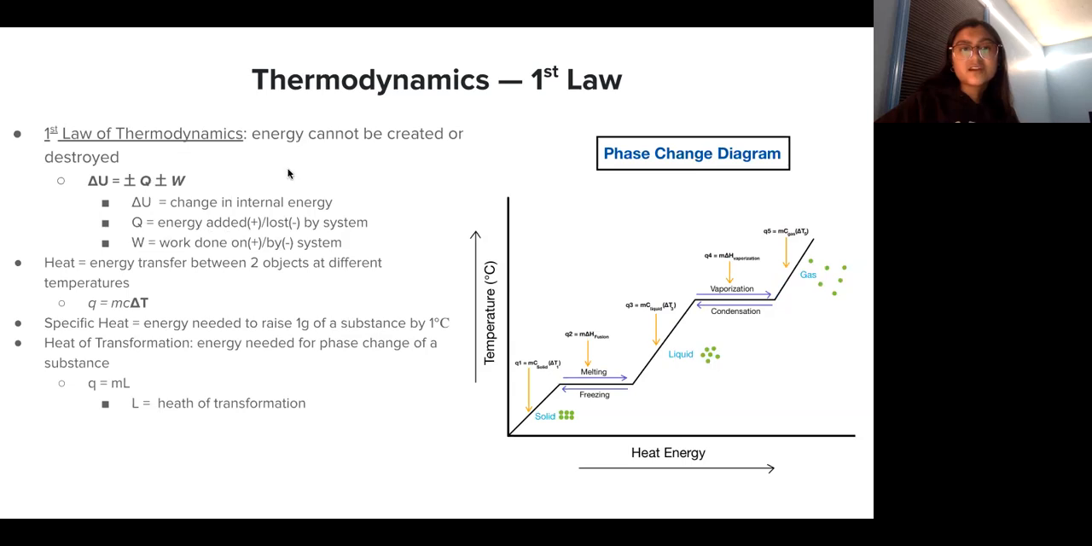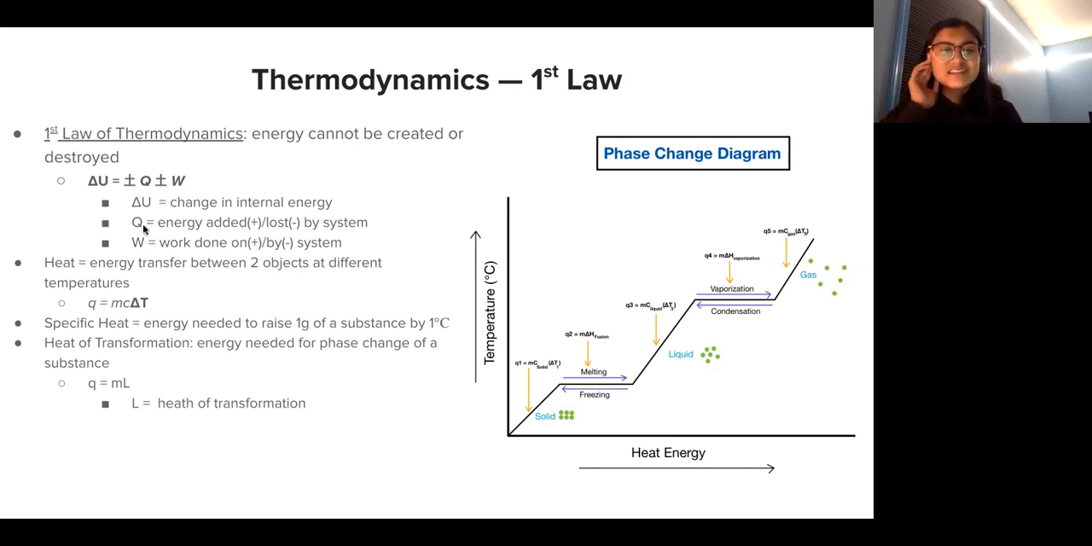And then the first law of thermodynamics is just that energy cannot be created or destroyed. And we have this formula that the change in internal energy in a system is equal to plus or minus energy added or lost by the system, plus or minus work done on or by the system. I have these plus or minuses because it depends on if energy is being added to the system or if it's being lost by the system, or if the work is being done by the system or on the system. And what I have in parentheses is what respective sign you would use.